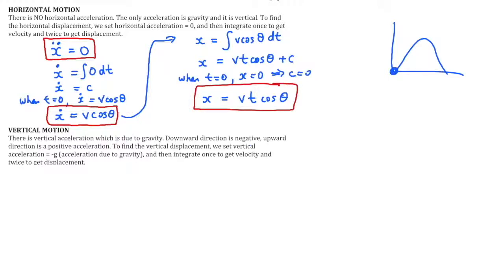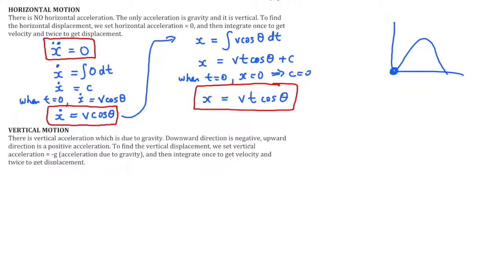So what I've actually done is I've generated 3 different formulas: 1, 2, 3. Acceleration, velocity, and displacement, all in a horizontal direction. Now we're going to do the same, but in a vertical direction. If we look at vertical motion, there is an acceleration. It's called gravity. So it's going to affect what's happening vertically. Because gravity is going downwards, we're going to put acceleration is negative g.